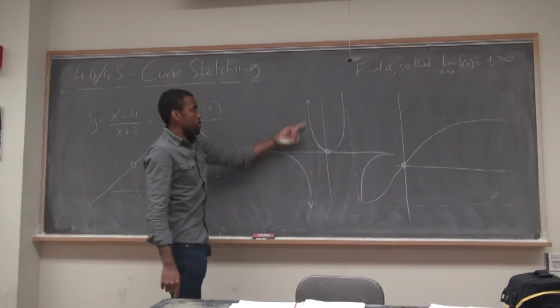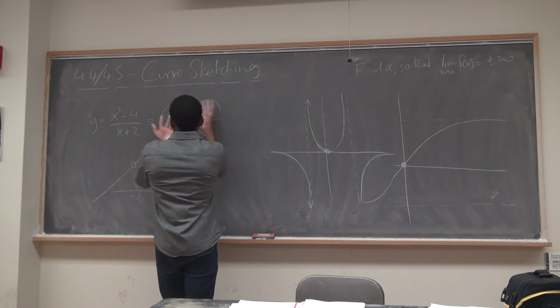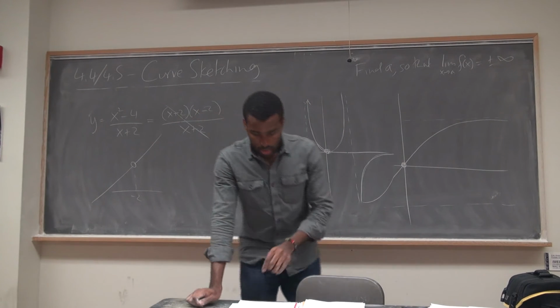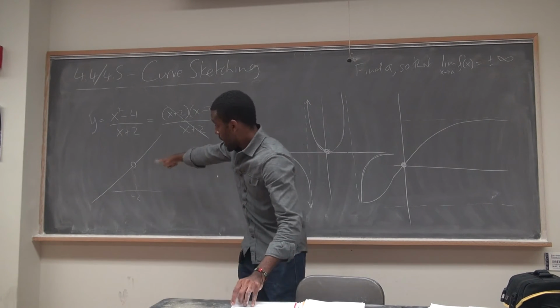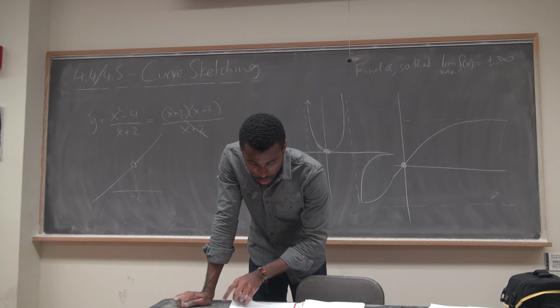An asymptote will happen if the denominator is 0, but the numerator is not 0 at the same time, like you can't factor and cancel something. So yeah, a hole is just like a gap in your graph. A single point that's missing is called a hole.